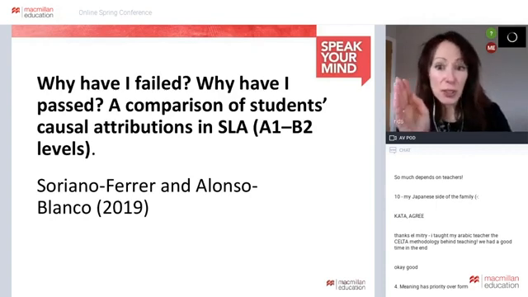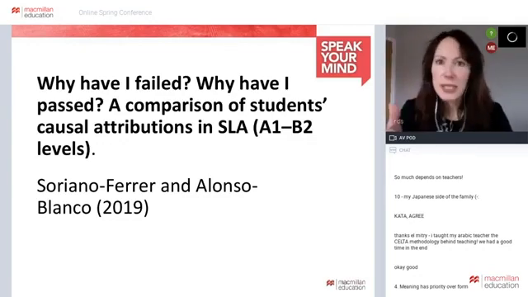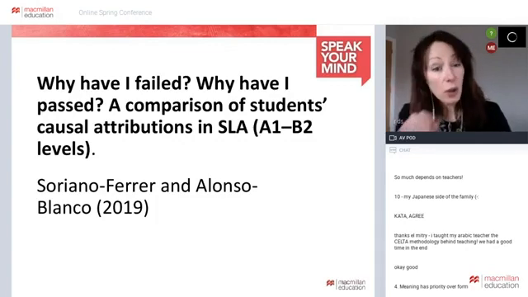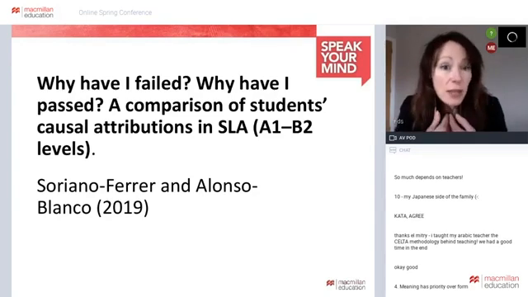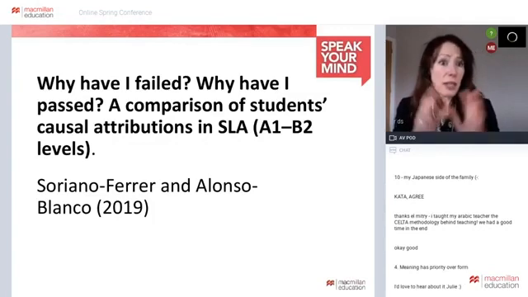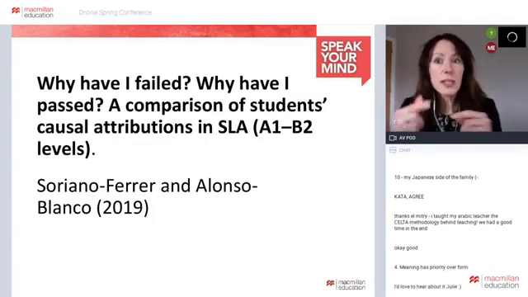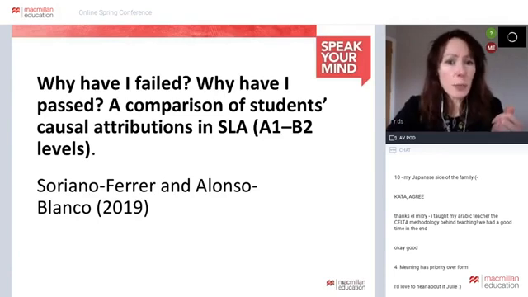So the B2 students attributed their failure to external factors, to the teacher, to the difficulty of the task, not their fault. The A1 students, in contrast, attributed their failure to an internal factor, their personal responsibility. It was all about their own effort and their commitment. So it's something to be really aware of with lower levels, just that, I suppose, emotional vulnerability, the emotional needs and how much support they need.